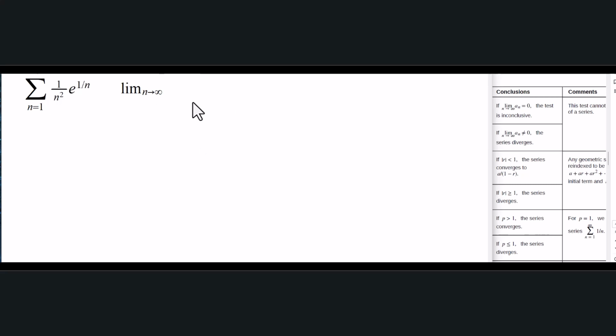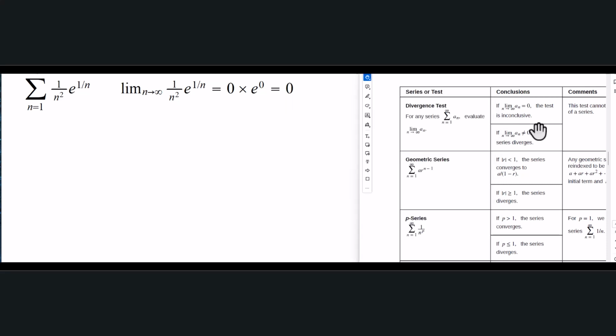Okay. So if I look at this, you can see the limit of 1 over n squared is 0. And the limit of e to the 1 over n would be what? 1 over n as n goes to infinity, so that will become e to the power 0, which is 1. So that'll be 0 times 1, that is 0. So what this tells us is that the limit of the nth term is 0, so the test is inconclusive. So we have to do further tests.